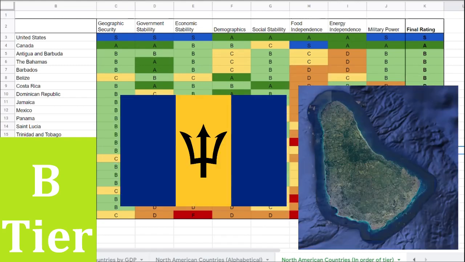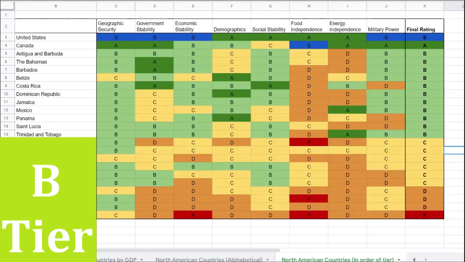Okay, Barbados. Here we go. Geographic security, B. Same story. Government stability, A. Former British colony. Also similar to the Bahamas. Economic stability, B. Tourism and offshore banking. Like pretty much all these Caribbean islands, that's its economy. Demographics, C. Same story. Social stability, same story there. Food independence, actually D. It imports slightly more than the Bahamas, so that's interesting. Energy independence, D. Military power, B. Okay, there we go. Nice.